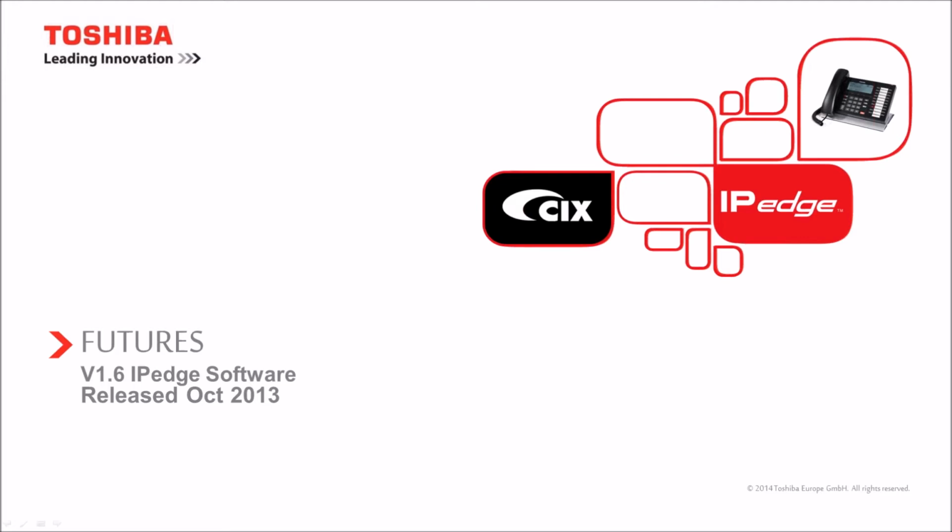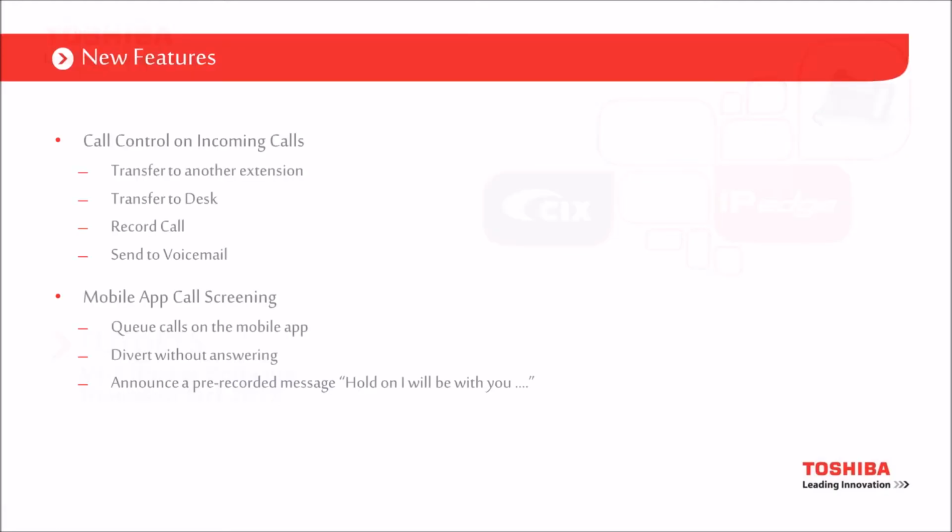Features, and we say features, we've already delivered on some of these. So on the 1.6 features, what it now gives is it gives you a bit more control over incoming calls. You can transfer to another extension. You can choose to transfer to your desk phone. You can choose to record the call, and you can choose to send the call to voicemail. So you've now got more feature set on the front end of it. And you can also move into call screening, where you can ask information on the user coming through, and we can now actually manage that call. I can queue it on my mobile. I can see the call is there on my mobile.